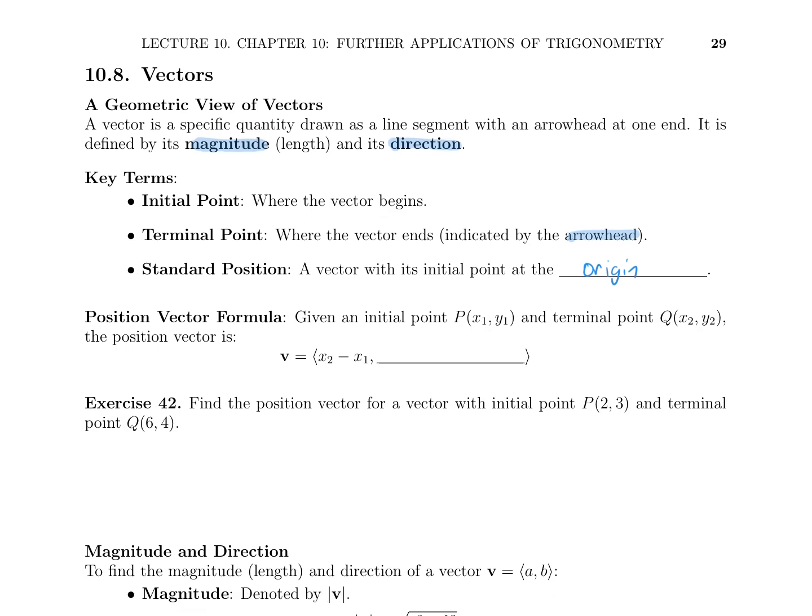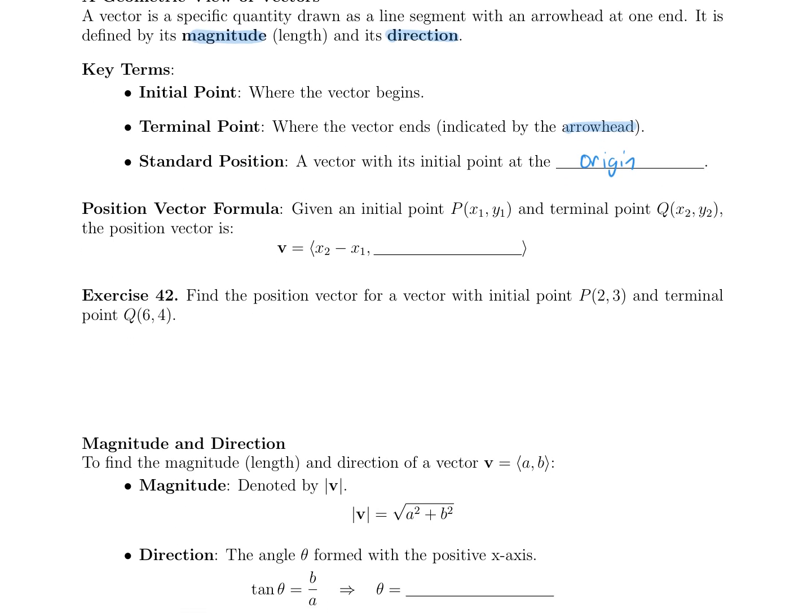Okay? Given an initial point and a terminal point, you can find the position vector by simply subtracting the x coordinates and the y coordinates. So the vector would be x2 minus x1, comma, y2 minus y1. Okay, so for this first exercise, they're asking us to find the position vector. So it's just a matter of subtracting the x components, x1, y1, x2, y2.